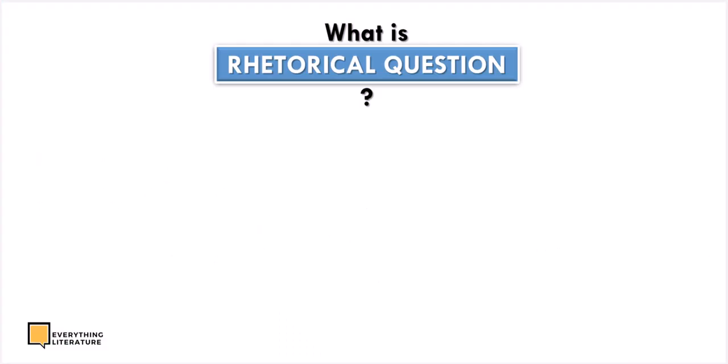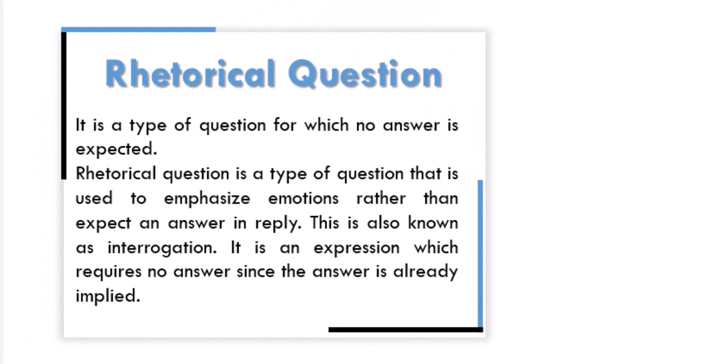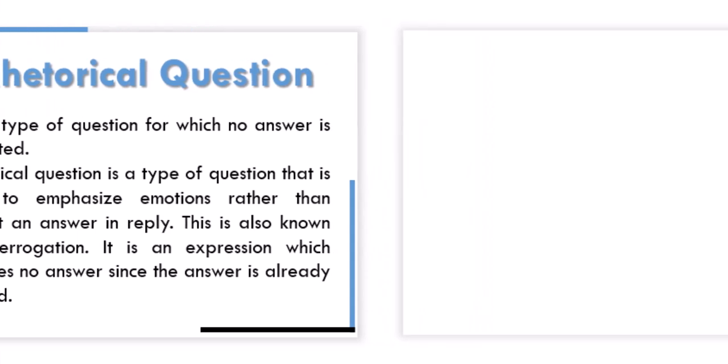Next, we have the rhetorical question. A rhetorical question is a type of question for which no answer is expected. It is used to emphasize emotions rather than expect an answer in reply. This is also known as interrogation. It is an expression which requires no answer since the answer is already implied. Okay, examples.